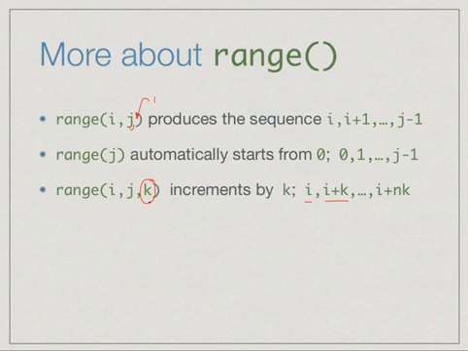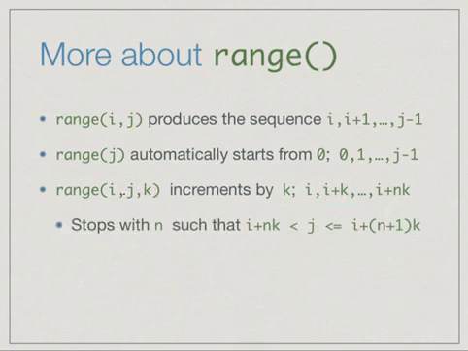Now how far does this go? Well, we want to go until we reach normally j minus 1. In general, we don't want to cross j. So what we will do is we will get i plus nk for the largest n such that i plus nk is smaller than j. But if I go one more step, to i plus (n plus 1) times k, then I will cross j. Okay? So if we have a step, then we will keep going until we cross j and we will stop at the last value that is before j.